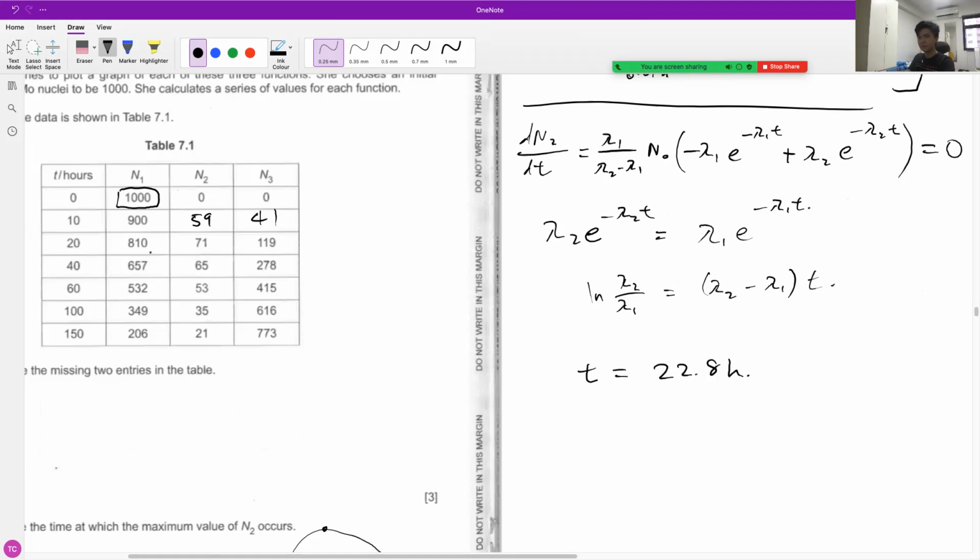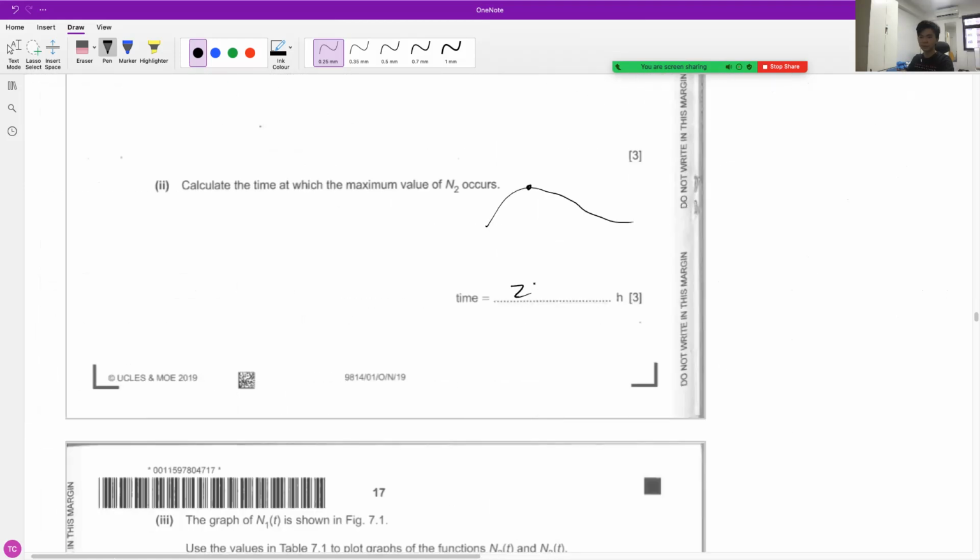And we see that it lies around here, which makes sense also because 20 was the maximum, then it probably goes up a bit, then it goes down. So the answer is 22.8 hours.